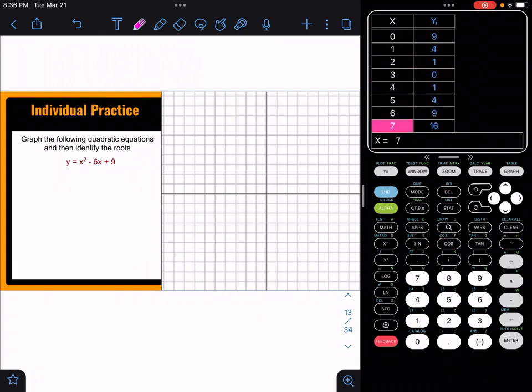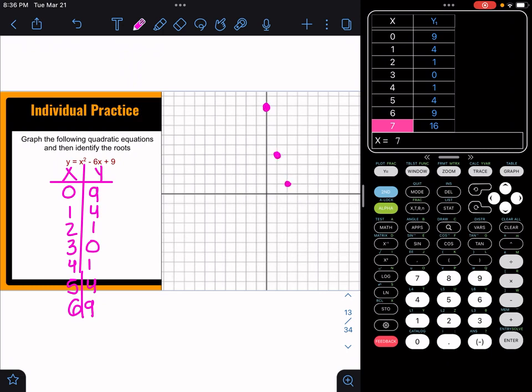So now I'm going here on my table and seeing where my y value is between negative 10 and 10, which is right here: (0, 9), (1, 4), (2, 1), (3, 0), (4, 1), (5, 4), and (6, 9). And now I am going to graph these points. (0, 9) means just go up 9: 1, 2, 3, 4, 5, 6, 7, 8, 9. (1, 4), you go up 4: 1, 2, 3, 4. (2, 1), you go up 1. (3, 0), you stay. And then because that was our x-intercept, everything else is going to start repeating.